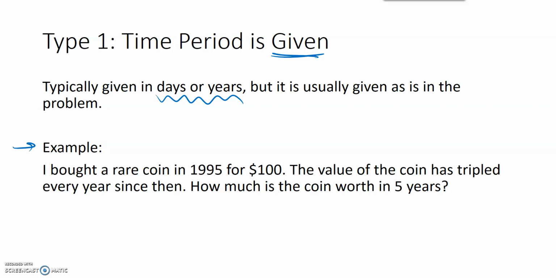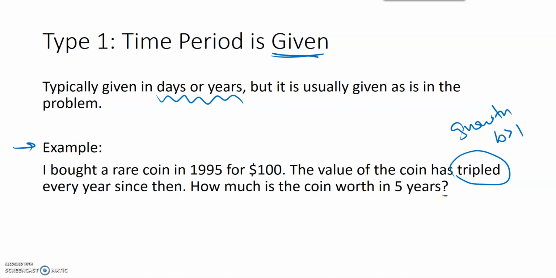It says, I bought a rare coin in 1995 for $100. The value of the coin has tripled every year since then. How much is the coin worth in 5 years? So first thing I notice, I've got this question here at the end. That's the new piece to today. That was our first read-through. So for our first read-through, we should be able to identify that we're tripling every time. Tripling implies that our problem is growth, which means our B value needs to be greater than 1. And that's all we need to get through on the first read-through.